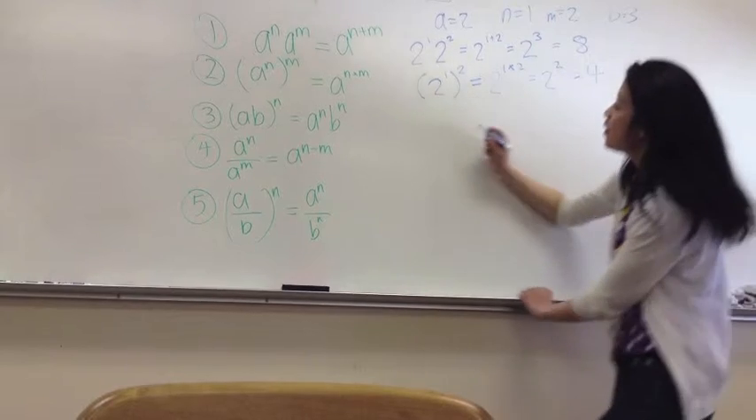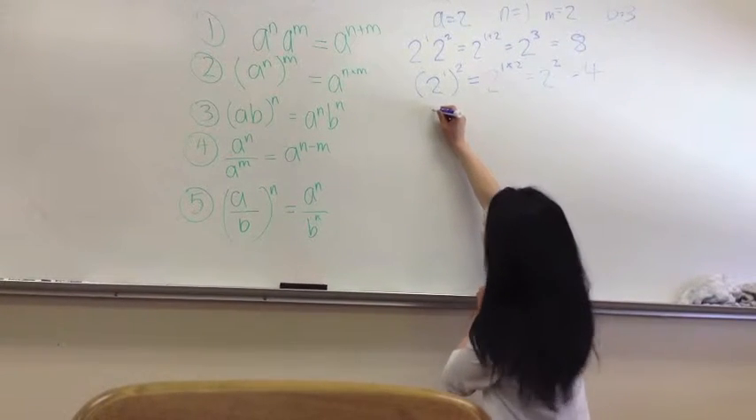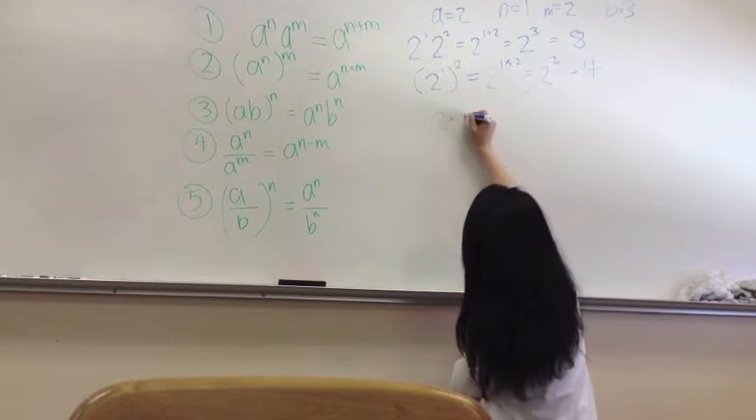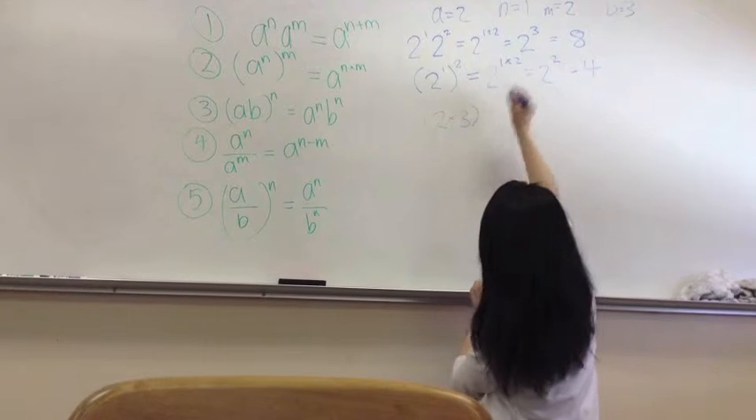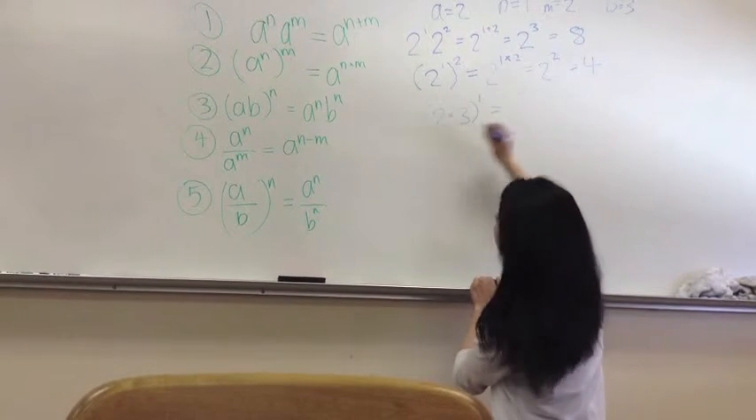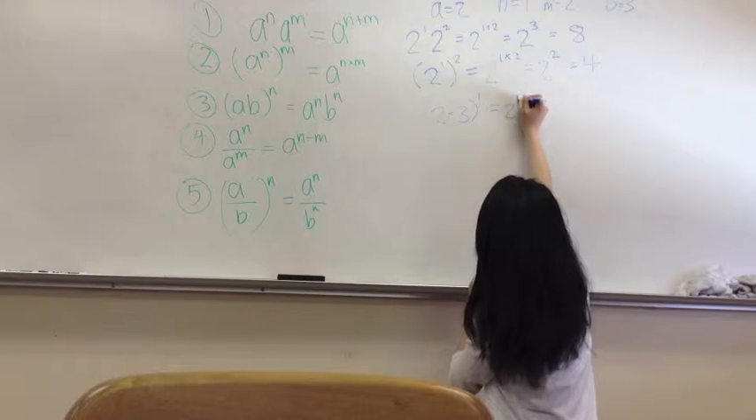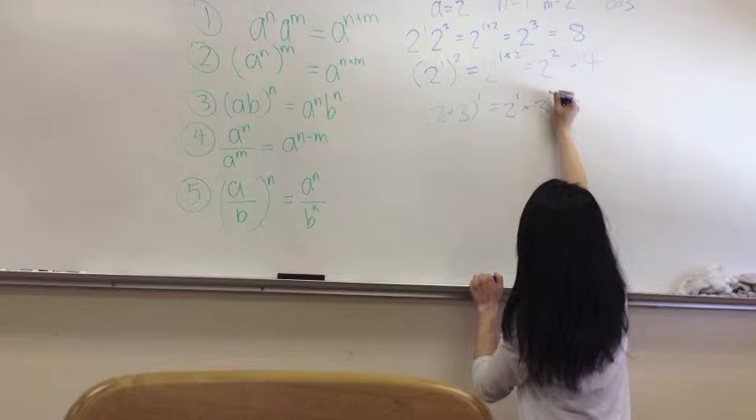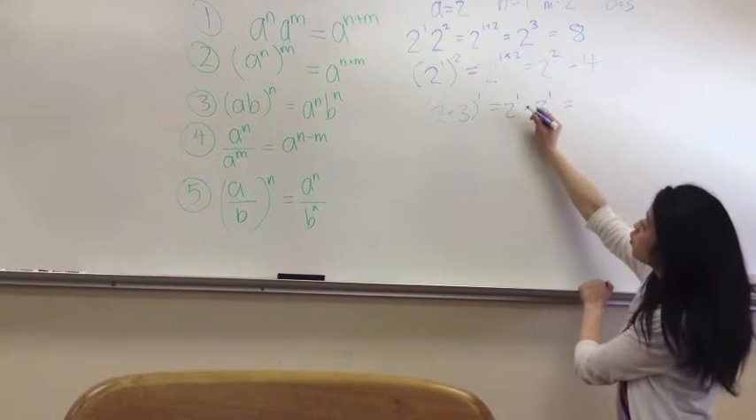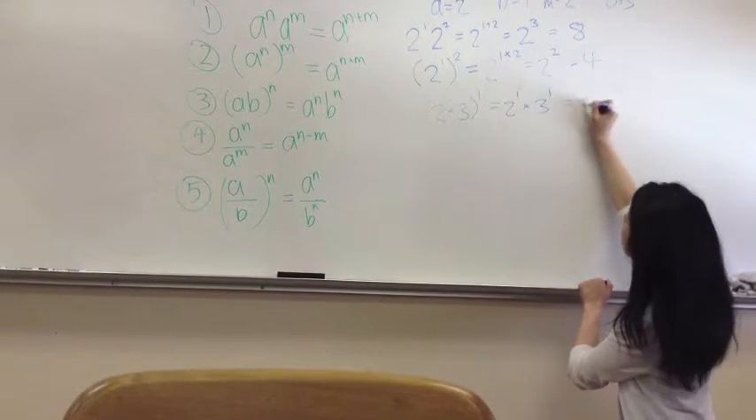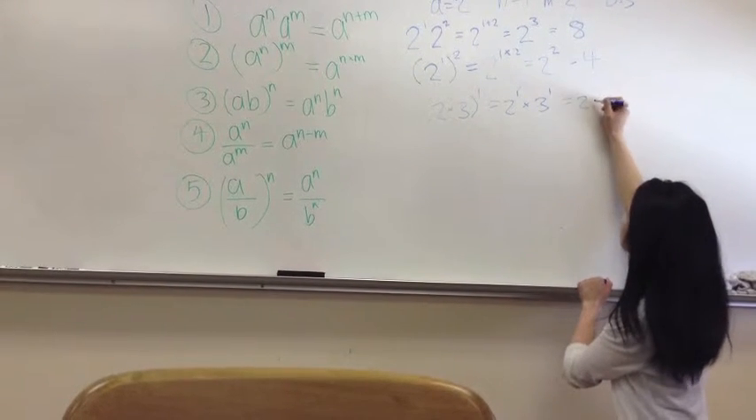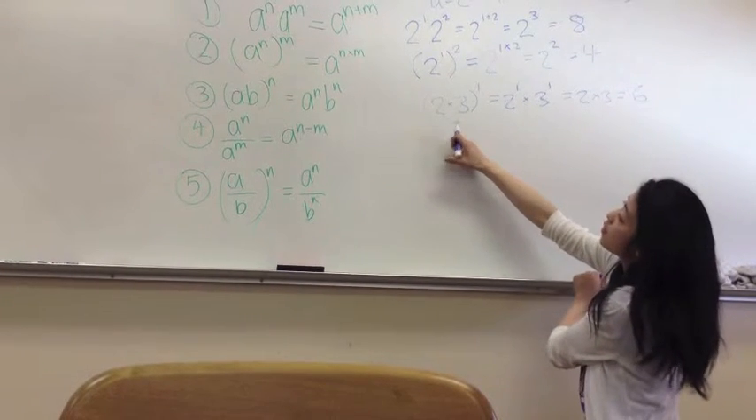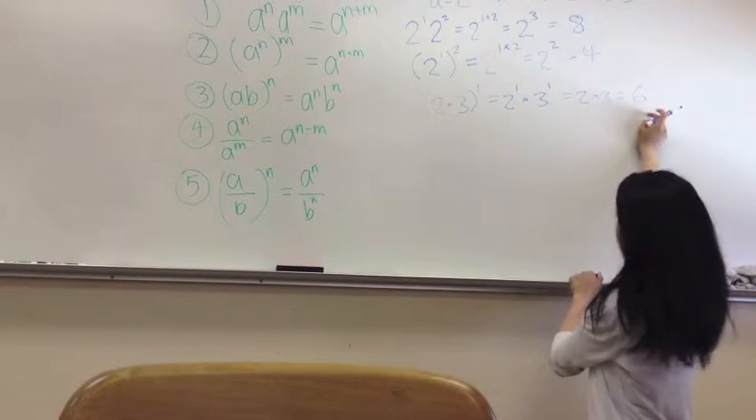All right, so then we would have parentheses 2 times b, which is 3. 2 times 3, then to the n, which is 1, equals a to the n, which is 2 to the 1, times b to the n, so times 3 to the 1. And this would equal, well, 2 to the 1 is just 2, so that's 2, and 3 to the 1 is just 3, times 3, which is equal to 6. So then we have here, parentheses 2 times 3 to the 1 is just equal to 6.